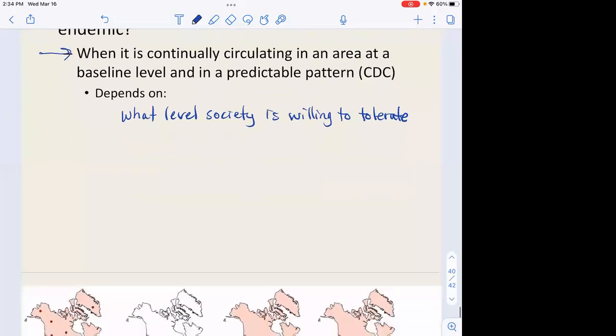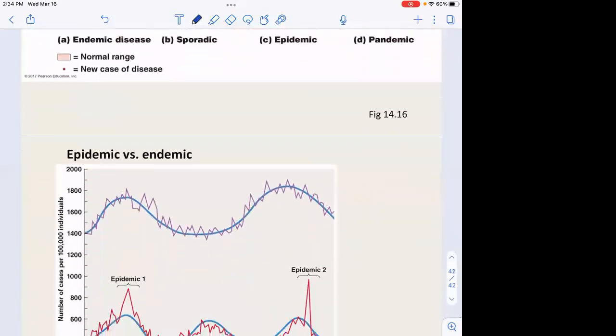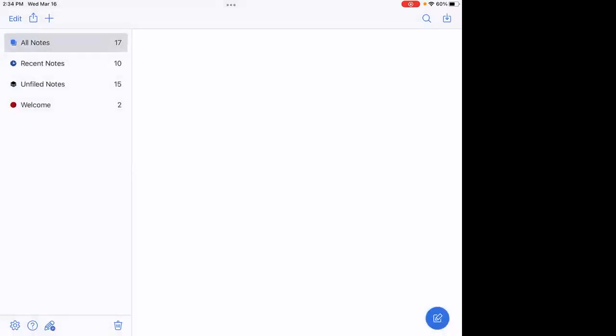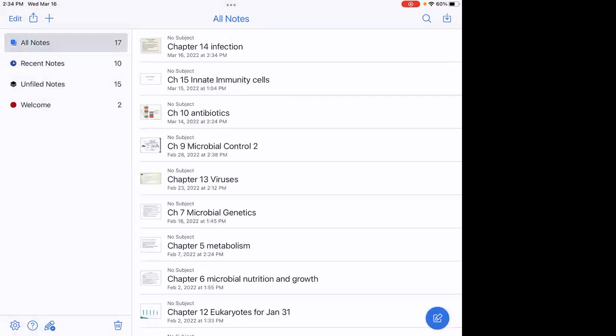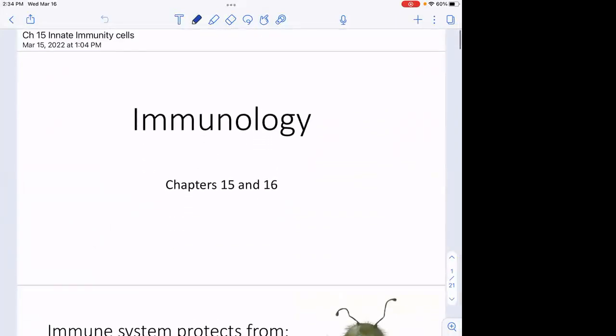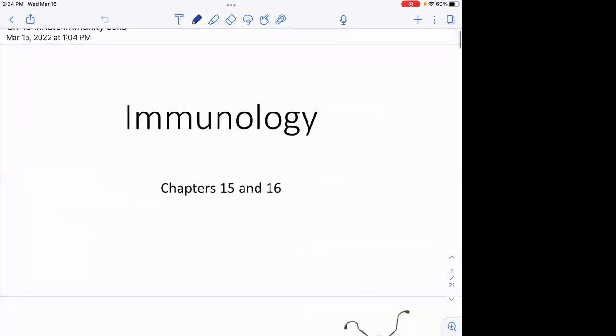All right, so that is what I had for you about chapter 14. Do we have questions? Anything, questions, comments? I think I will go ahead and introduce our next topic just a little bit because I have a little introduction that I like to do about immunology. But this new immunology stuff will not be covered on Monday.